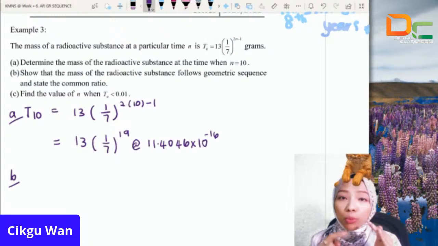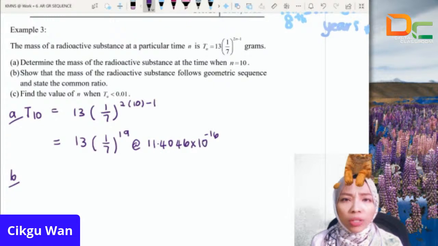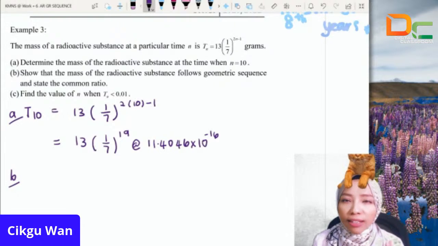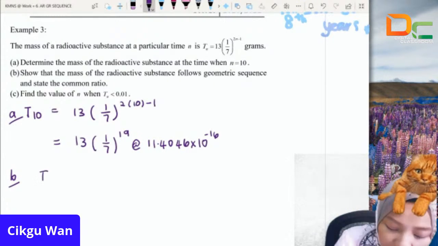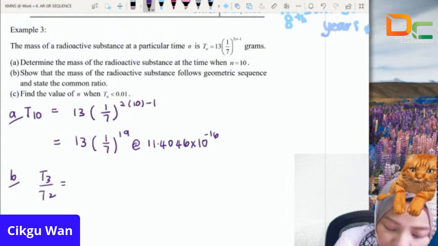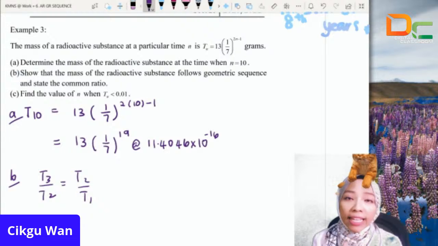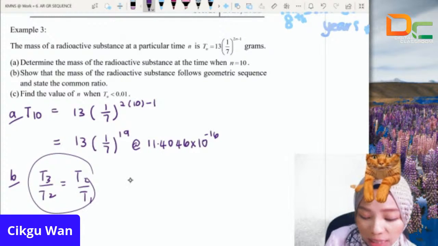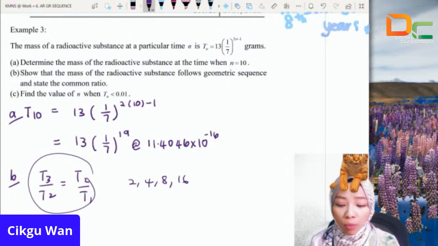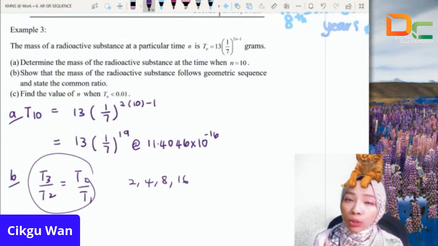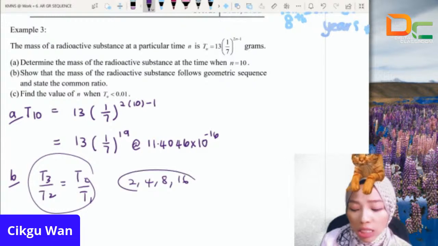So dia nak buktikan function ini adalah geometric sequence. Okay, previously ramai sangat student yang bila kata buktikan geometric sequence, dia terus masukkan, dia ambil yang paling senang T3 over T2. Sama dengan T2 sama dengan T1. So tak boleh, you hanya boleh buat macam ni jika dia bagi sequence. Contoh ini 2, 4, 8, 16. Yes, you boleh buat 16 bagi 8 dapat 2, 8 bagi 4 dapat 2. So you cakap, you buat kesimpulan yang this is the sequence given is a geometric sequence.